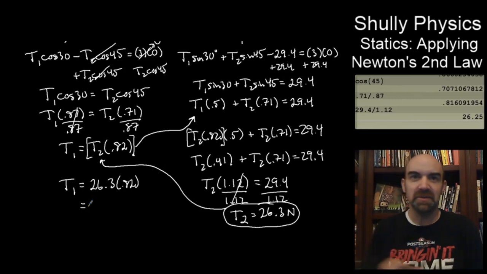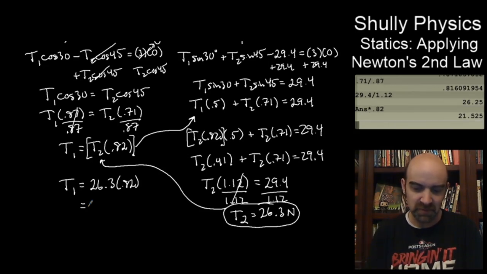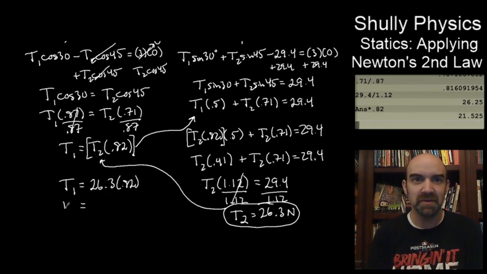All right, so 26.3. I got 26.25 on there already. So I'm going to multiply that by 0.82. And there it is, 21.5. We found both of them.